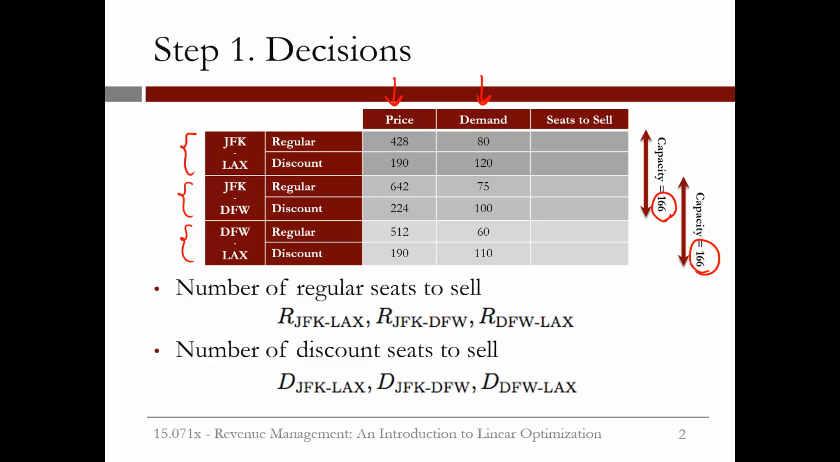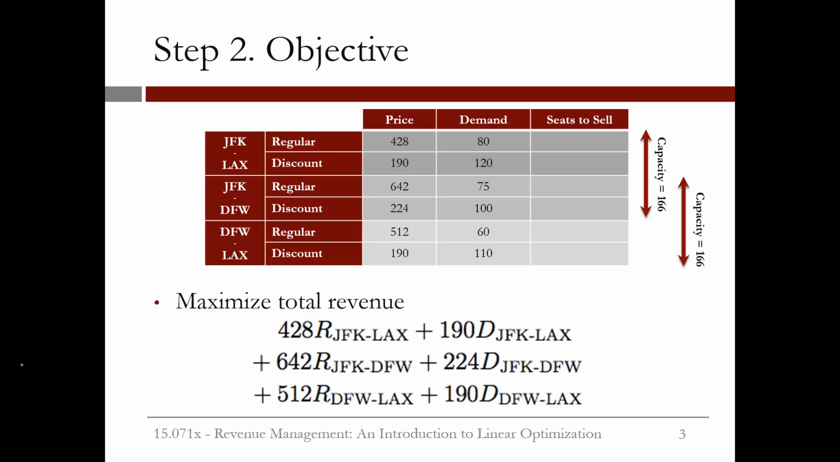So what are our decisions now? They're the number of regular seats to sell for each leg of the trip and the number of discount seats to sell. So in total, we have 6 decisions to make. Now, what's our objective? Like before, it's to maximize the total revenue. This is the sum of the price of the ticket times the number of seats of that type we sell.